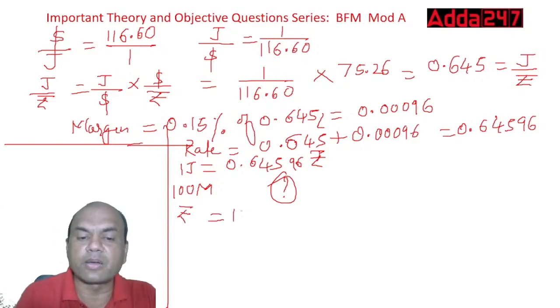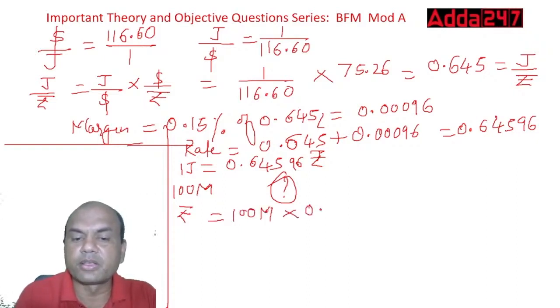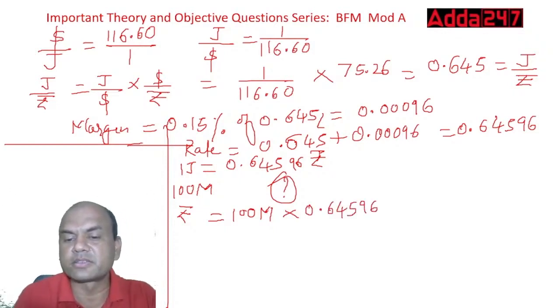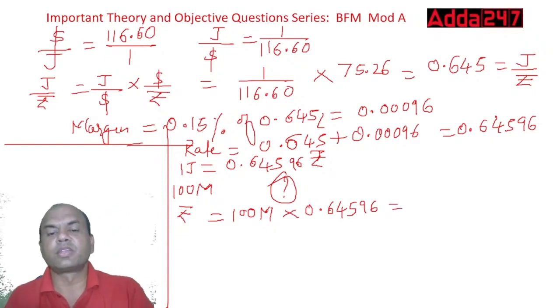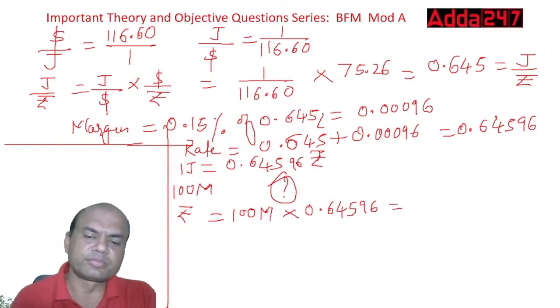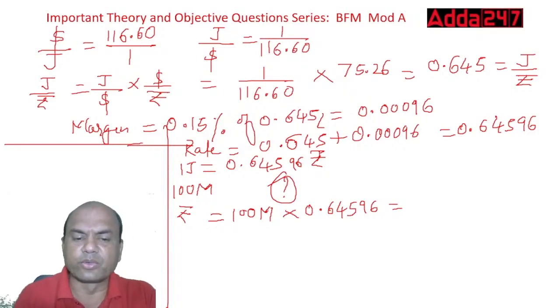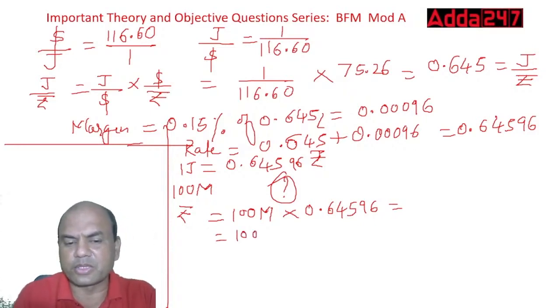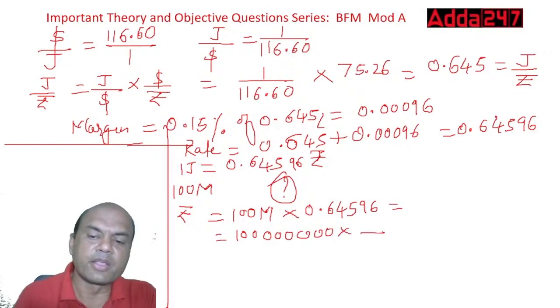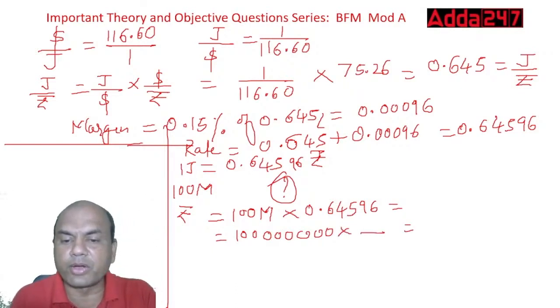Rupees equals to 100 million into 0.64596. Multiply this. Okay, let's do it here. It's very difficult, these calculations. Into this, whatever this same rate over here. What is the rate now? How many zeros? 1, 2, 3, 4, 5. Remove 5 zeros from here. So it will be 6.